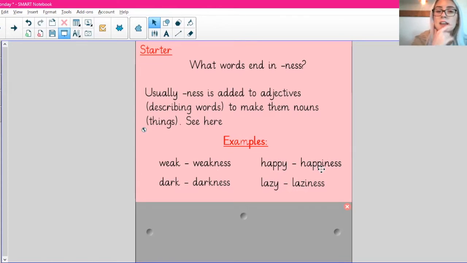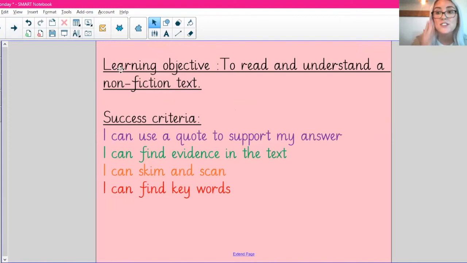Can you think of any other words that end with the suffix ness? As a quick starter, pause the video and see if you can think of any other words which end with today's suffix. Great, let's move on to today's lesson.